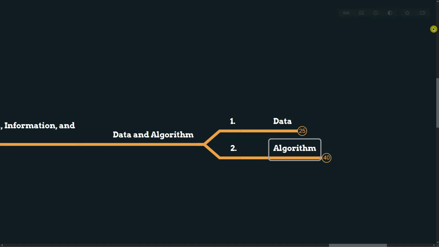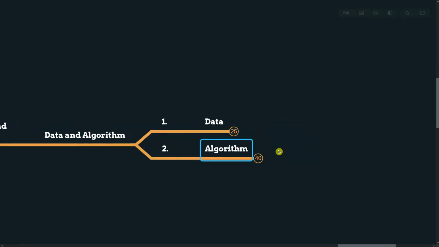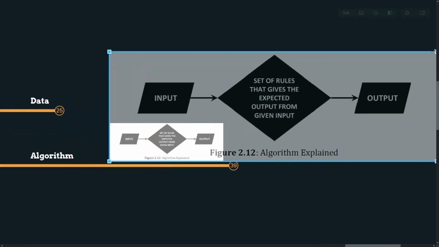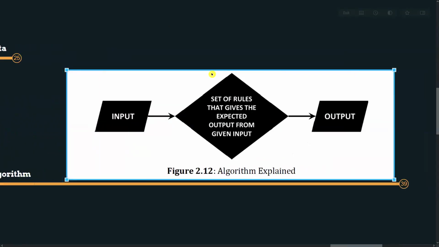So machine learning, right? So the data and algorithm. In that area, let's explore algorithm. With algorithms, we don't need to remember everything. You just need to know how it's working.